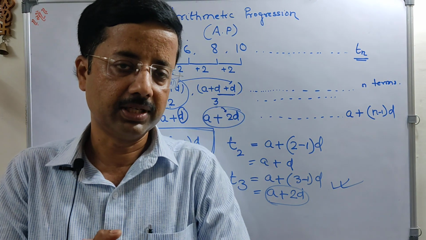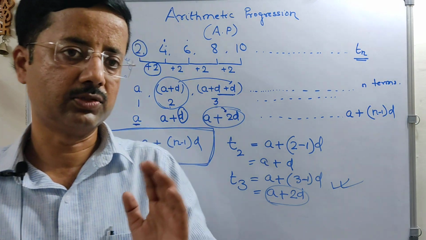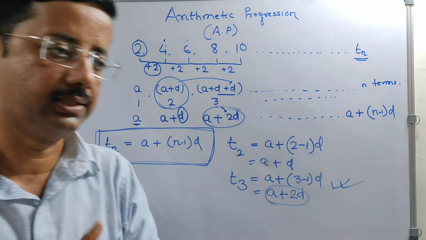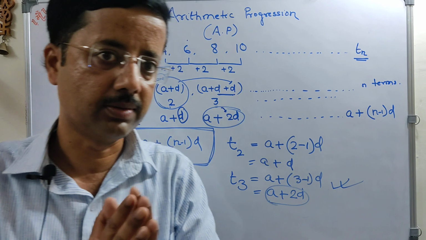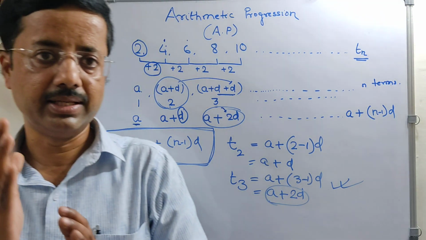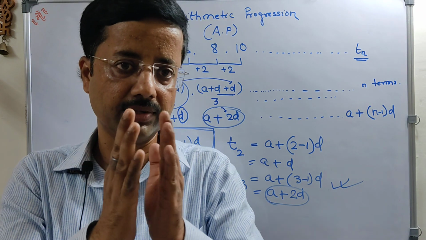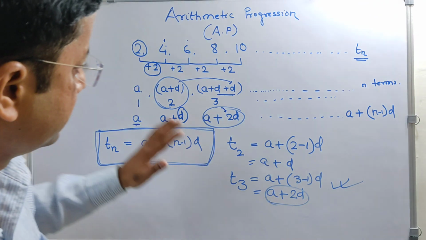For finding the terms of an arithmetic progression, what all things do we need? a is the first term of the series, n is the number of the term which we need to find out, and d is the constant difference between two terms.